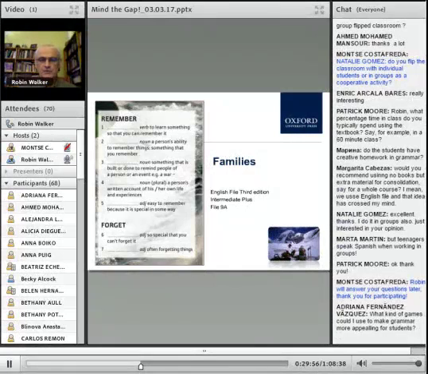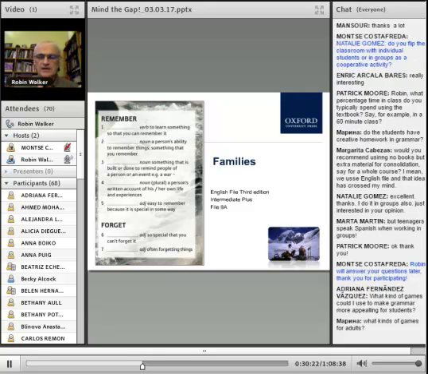Word families are groups of words. This is about actually helping students gain depth of vocabulary. So this exercise here with remember and forget is very much about going deeper in terms of remember and going deeper in terms of forget.